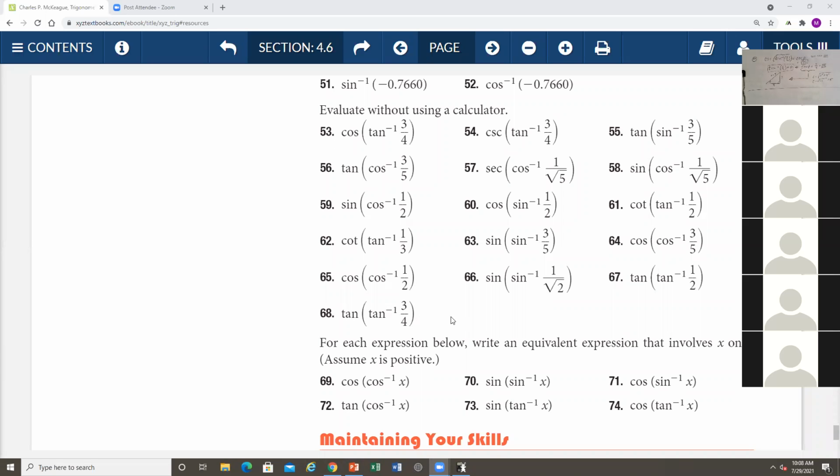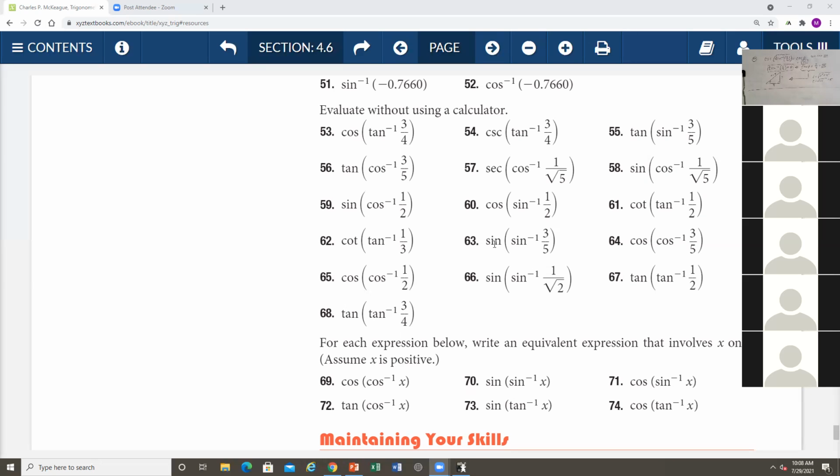53 through 68. What do you think the answer to number 63 is going to be? What's the sine of the inverse sine of 3/5? Anybody? It's trivial. Would it just be 5/3? No, the answer is just literally 3/5. The answer is 3/5.